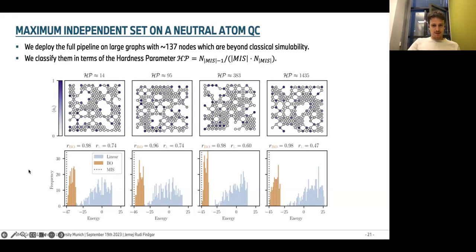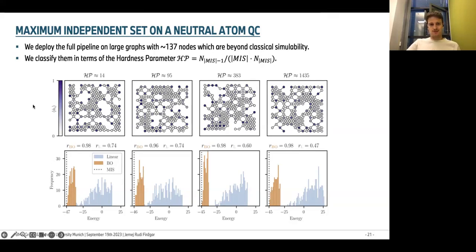And the nice thing is in the bottom, in the histograms in the bottom, where you see the energies that one obtains from the device. First, for a linear protocol, which has not been optimized, and then once the protocol has been optimized, you see there's a substantial shift in the quality of the result that one obtains.